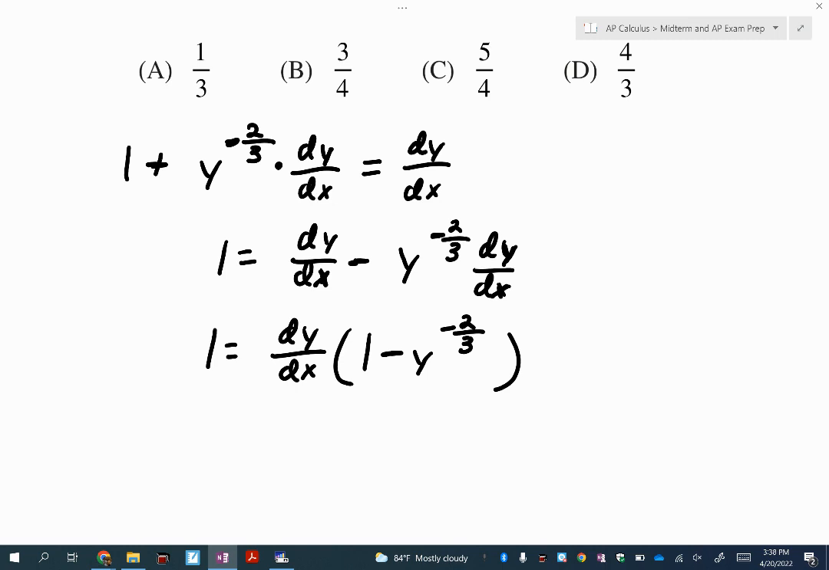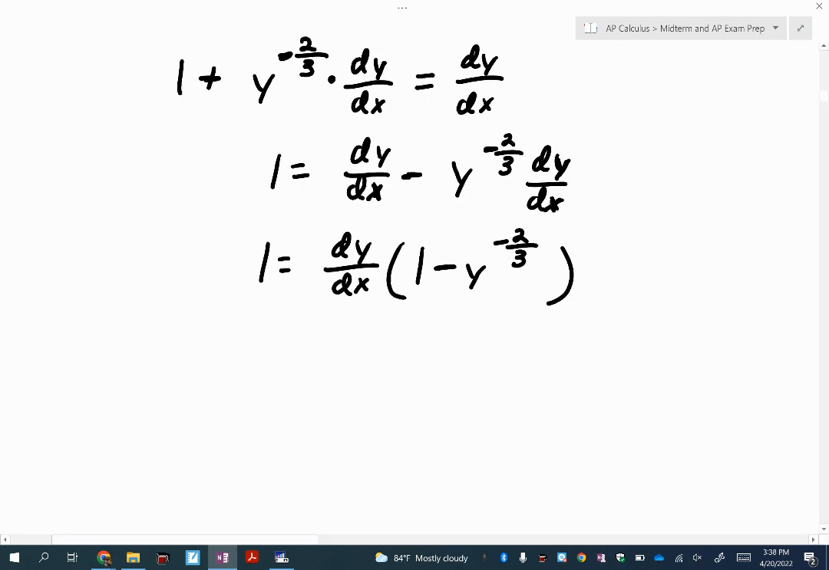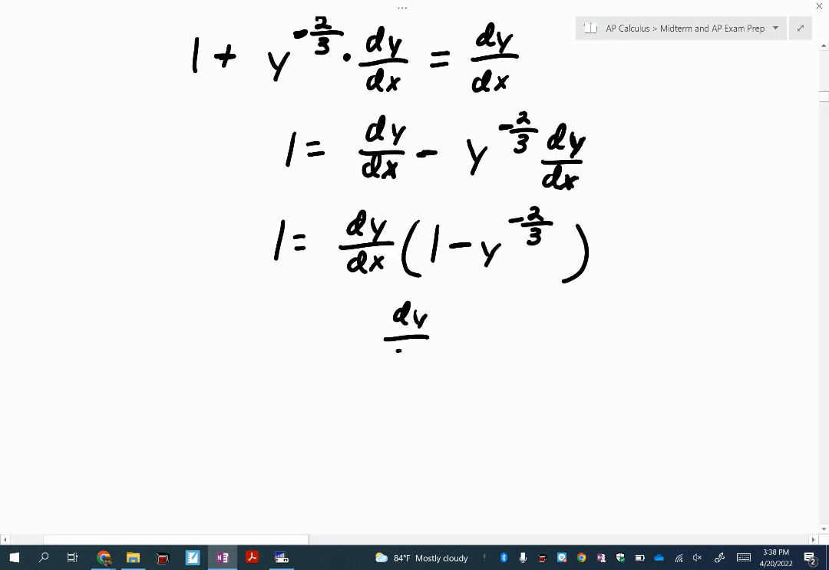Okay, so how do I isolate dy dx? How do I get dy dx by itself? Divide by. No. I want to leave that there. Leave this here. So move this whole thing back over to the other side. All right? Okay, so how are we doing? That's implicit differentiation right there.